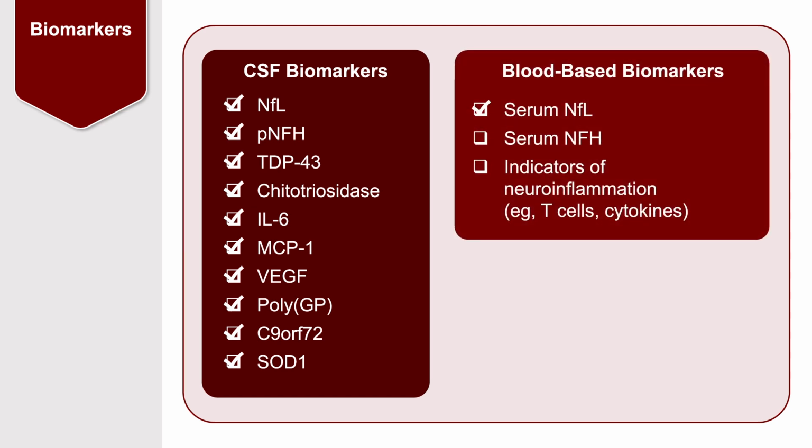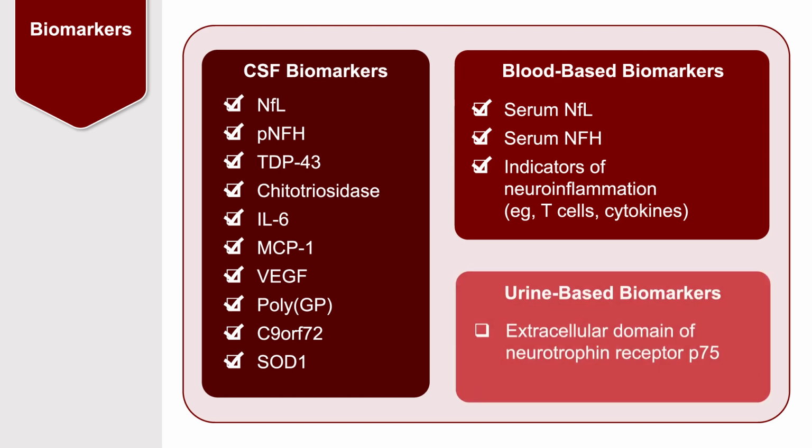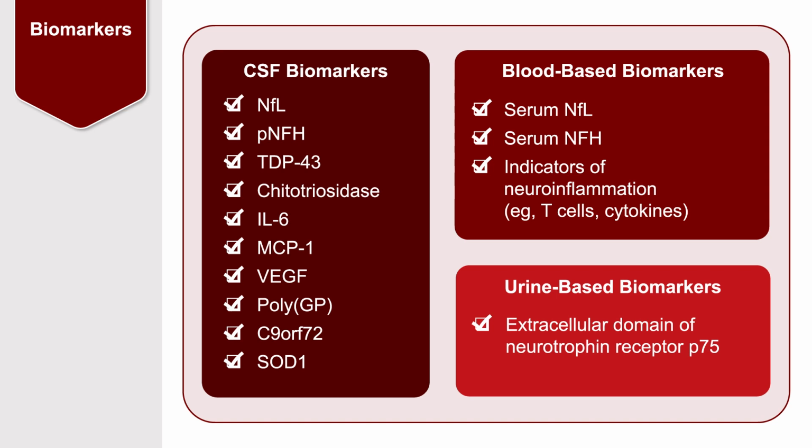In blood, serum neurofilament is the most advanced, but other things that target neuroinflammation can evaluate things like T cells in the blood, cytokines, and other proteomic and metabolomic and oxidative stress markers that are still research-based markers for ALS. Another novel marker that's being evaluated in the urine is urine P75 extracellular domain. It's the extracellular domain of neurotrophin receptor, and it's been shown in several studies to show elevation in ALS patients compared to controls. This also requires future work for validation.